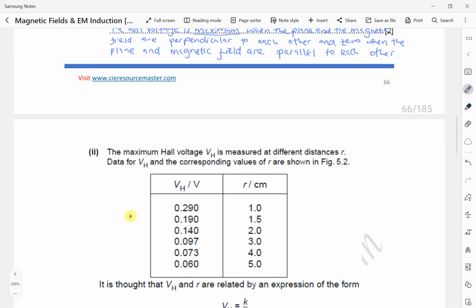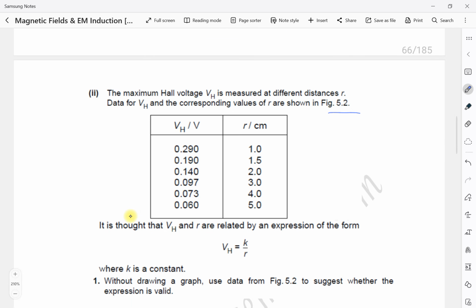The maximum Hall voltage VH is measured at different distances r. Data for VH and the corresponding values of R are shown in figure 5.2. And you notice that as R increases, VH actually decreases. It is thought that VH and R are related by an expression of the form VH equals K over R, which means VH times R should be equal to a constant K.